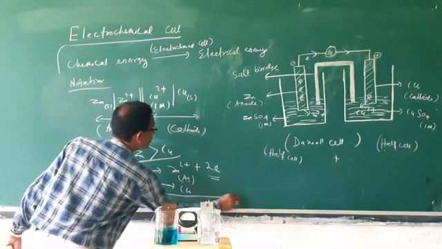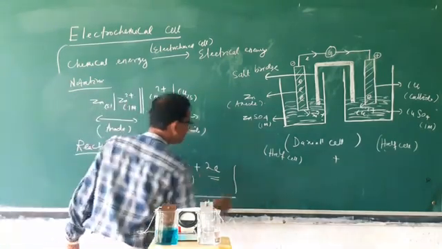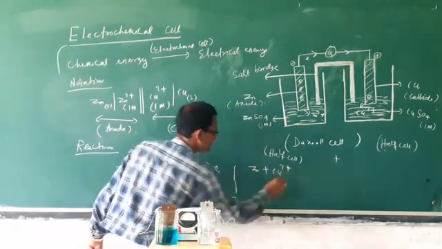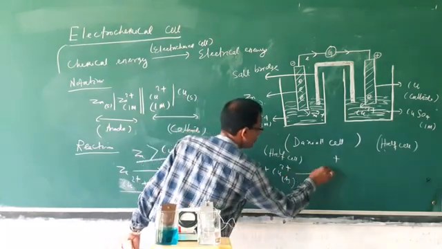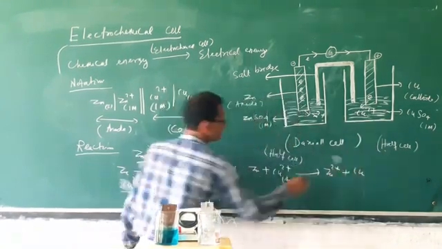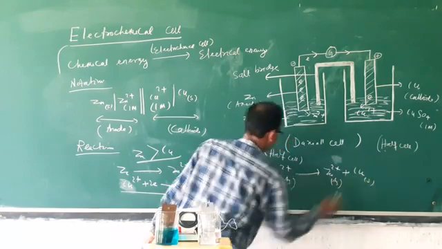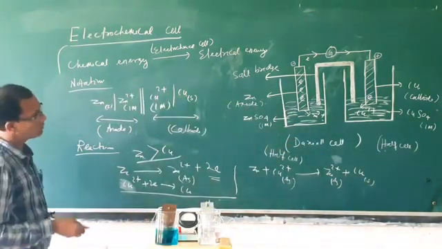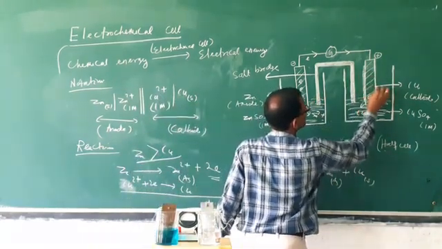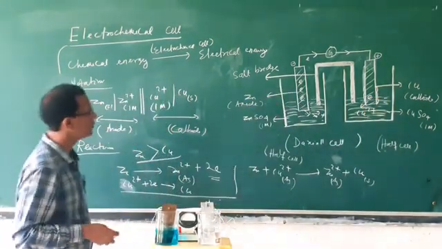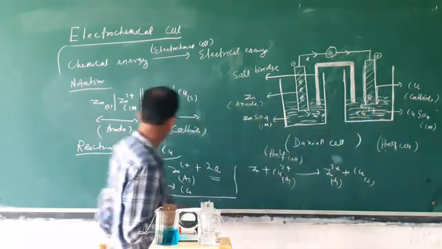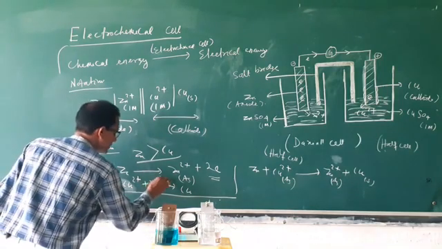If you combine these two, what will you get as the result? Zinc plus copper 2+ in aqueous form converts to Zn2+ and copper. This is aqueous, this is solid. So where will copper be deposited? It is deposited at the copper rod. The copper ion from the copper sulfate solution gets reduced to copper. So here copper ion is reduced, that is reduction.